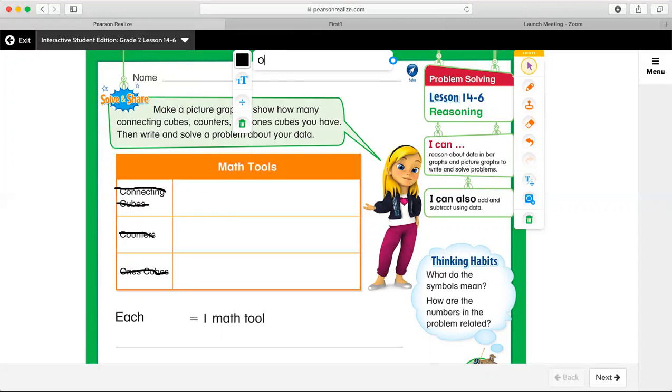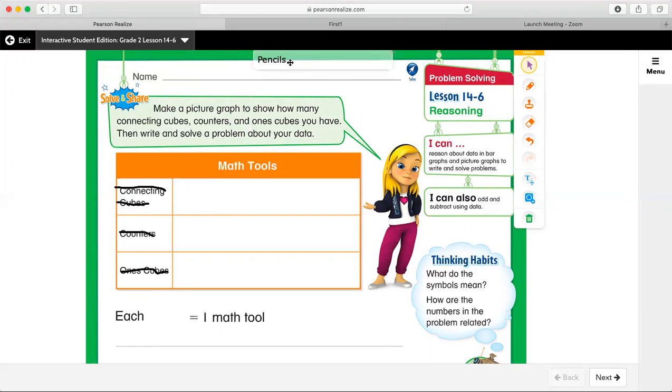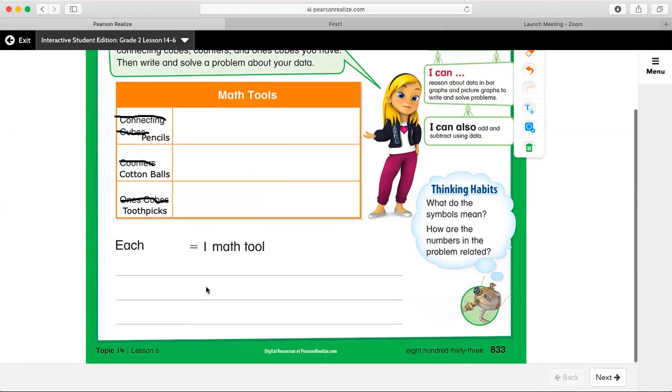pencils. For one of them, you can use what you have around your house. Pencils. You may want to use cotton balls. Okay, that's something that you might have around your house. And maybe you have some toothpicks in your kitchen. So really for this graph, you can use anything around your house to create this graph.